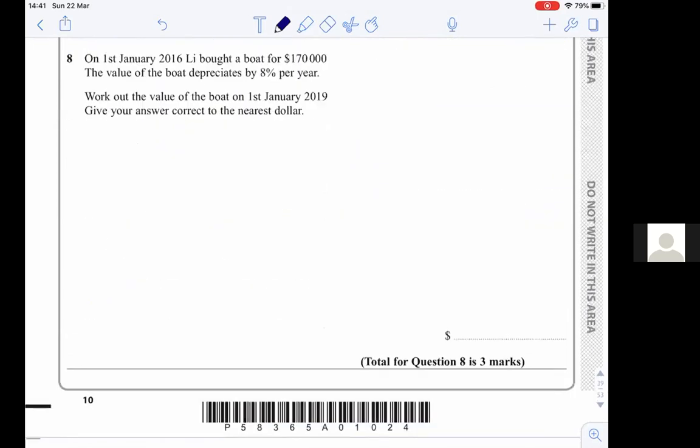Okay. A boat depreciates by 8% per year. So straight away, before I read the rest of the question, I'm making a note that my percentage multiplier is 0.92. Okay, so he bought this in 2016 for $170,000. So that's my starting value. And we want to work out the value of the boat on the 1st of January 2019. So it depreciates every year. So how many times is it going to happen?